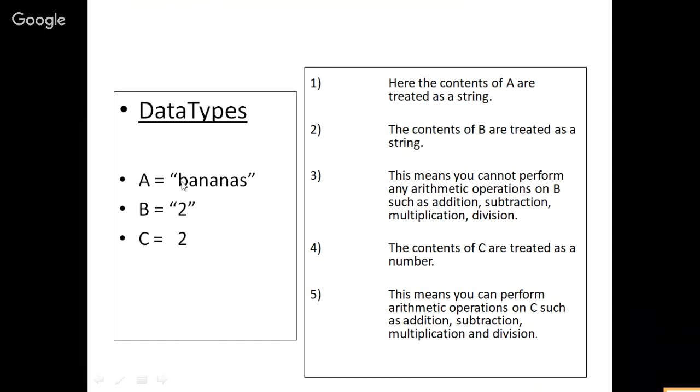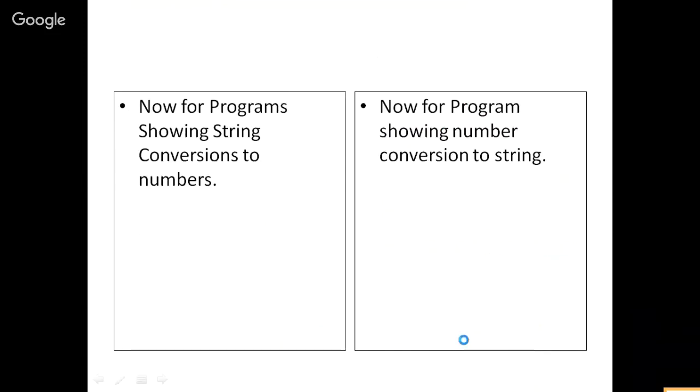So the contents of A are treated as a string. The contents of B are treated as a string. Now, if the contents of B are treated as a string, it means you cannot perform any arithmetic operations on B, such as addition, subtraction, multiplication, division. But can you perform arithmetic operations on C? Well, yes, because it's treated as an integer, a number. So it means you can perform arithmetic operations on C, such as addition, subtraction, multiplication, and division.